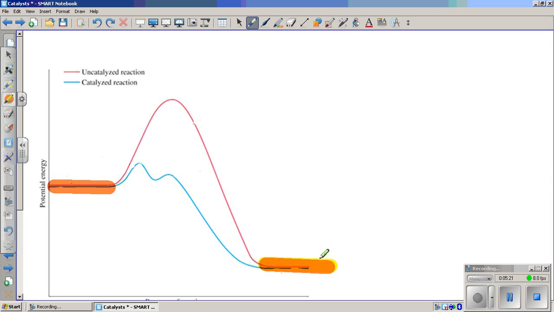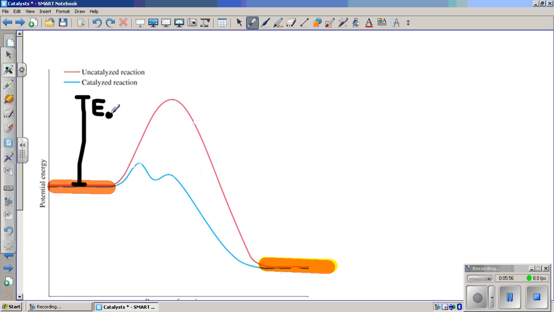This reaction profile, the red line is representing the uncatalyzed reaction. Okay, the blue line is representing the catalyzed reaction. So if you take a look at this, what happens when you catalyze a reaction, look at what the activation energy was for the uncatalyzed one. Remember we said activation energy is measured from the reactant potential energy line up to the tippy top of the hump. So this is the activation energy for the uncatalyzed reaction.